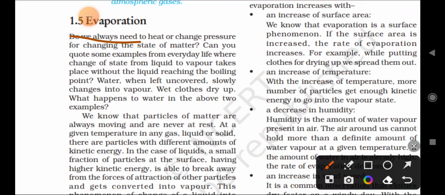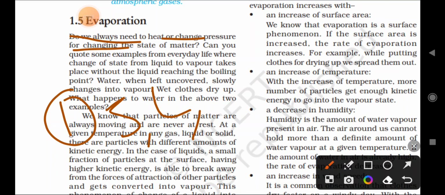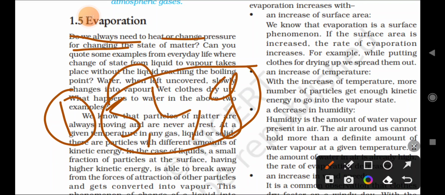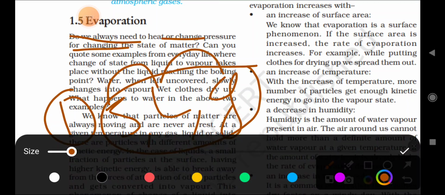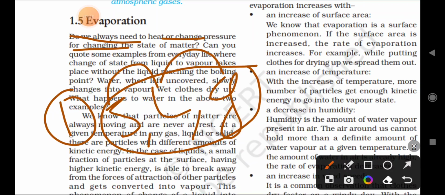Do you always need to heat or change pressure for changing the states of matter? Correct? So already we discussed that we can change the states of matter, solid, liquid and gas. We are changing solid to liquid, liquid to gas by two factors. What are the two factors? We discussed that by changing temperature or changing pressure. By these two factors we are changing one state to another state. Other than this, another factor will also change solid to liquid, liquid to gas.